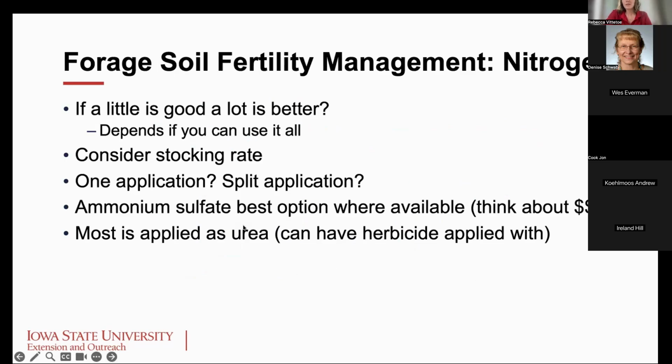So urea is definitely probably the most cost effective and the most common type of nitrogen source that I see applied to pastures. And if we need to control some weeds out there, people can put herbicide on with their urea as well, or places will do that. So you can kill two birds with one stone there. But ammonium sulfate, if that's an option, can be a really good option, especially if we're worried about the potential for volatilization loss. It is a little bit more expensive though than the urea. So there's that balancing act there.